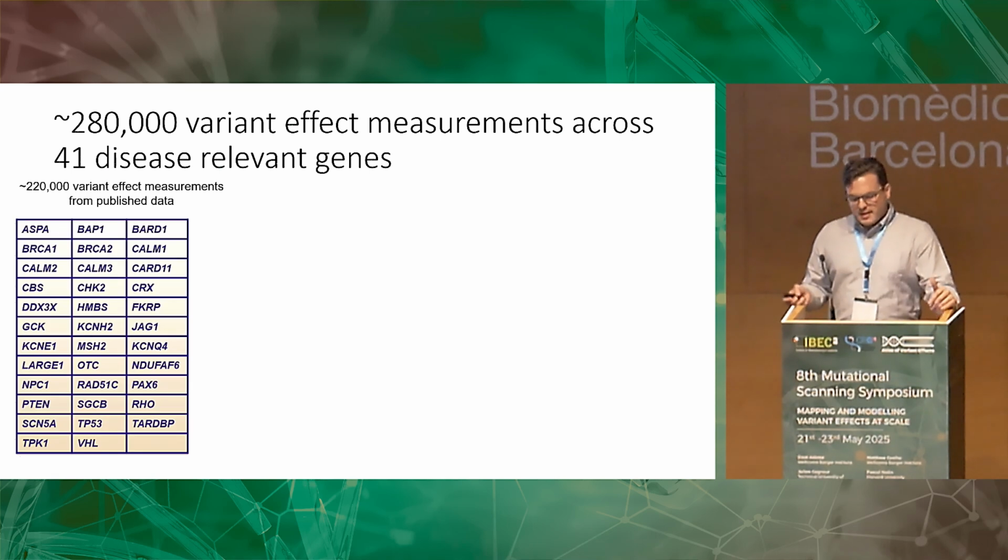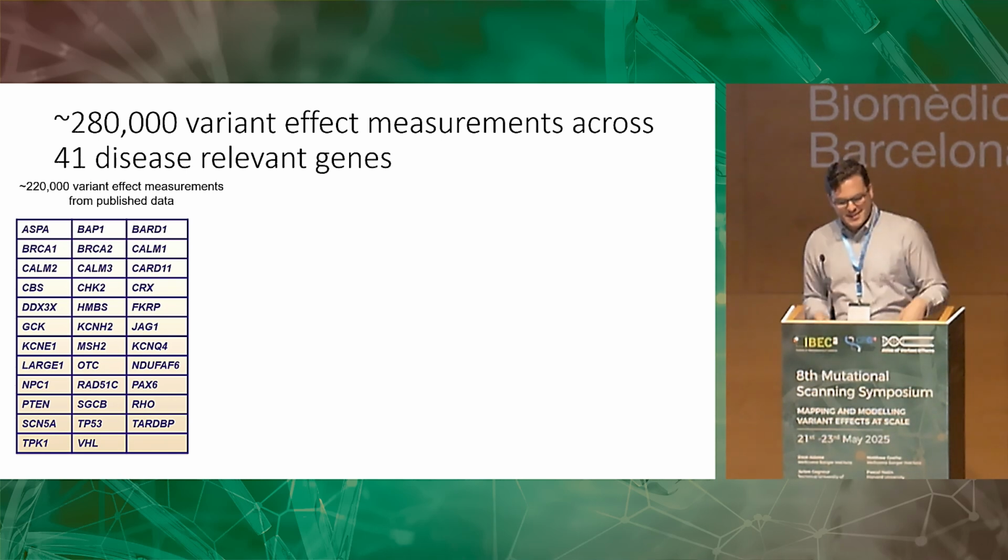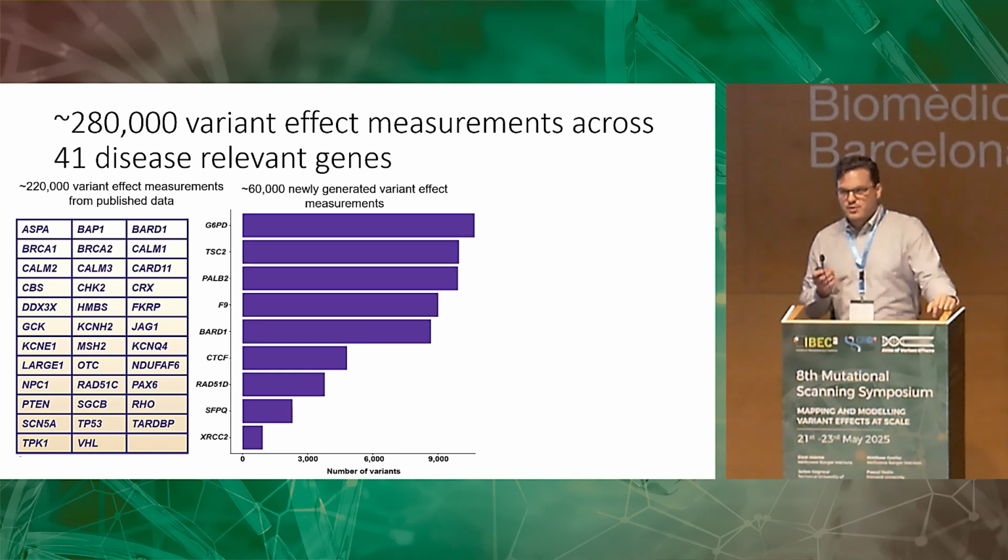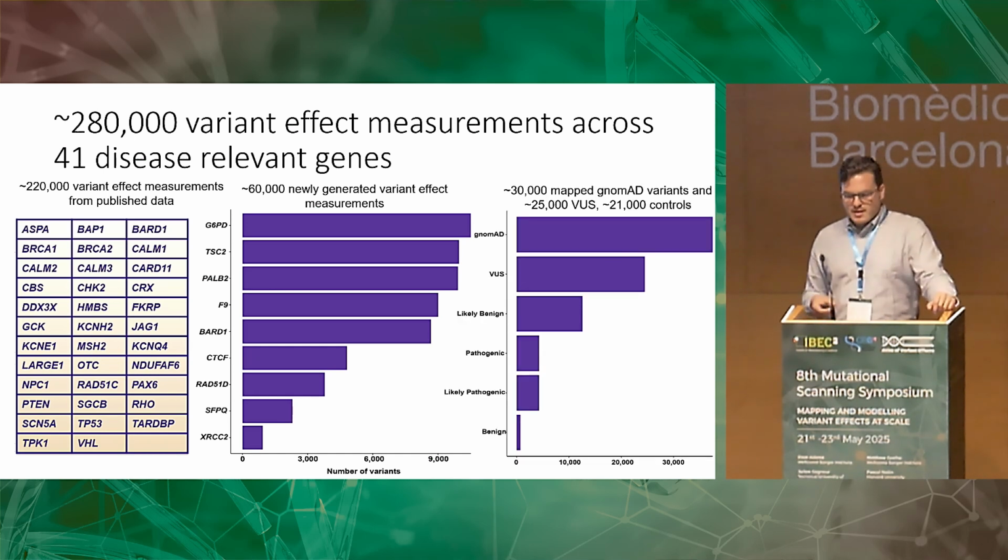So what this looks like is first a massive curation effort for previously published data. A lot of these data sets were published by folks who are sitting in this room, as well as 60,000 newly generated variant effects measurements by both the Fowler and Starita Lab production scale efforts. And then all told, what this represents is about 30,000 variants that are mapped to gnomAD, roughly 25,000 variants of uncertain significance, and 21,000 control variants.